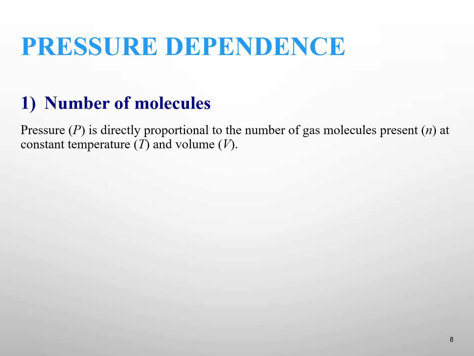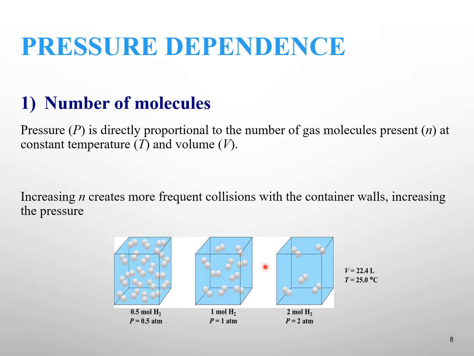So what is pressure dependent on? It depends on the number of molecules of gases. So the more gases you have, the more pressure it can create. You have to make sure you keep temperature and volume constant, okay? So if we want to talk about number of molecules versus pressure, temperature and volume are staying constant here. If the molecules go up, pressure will also go up.